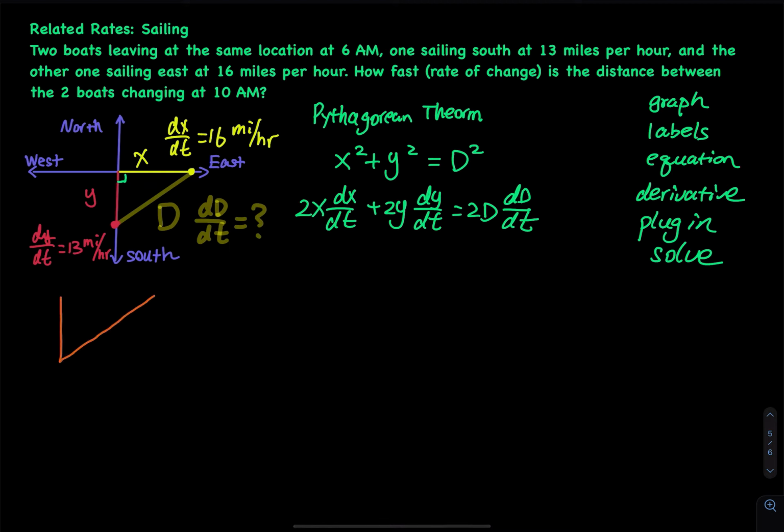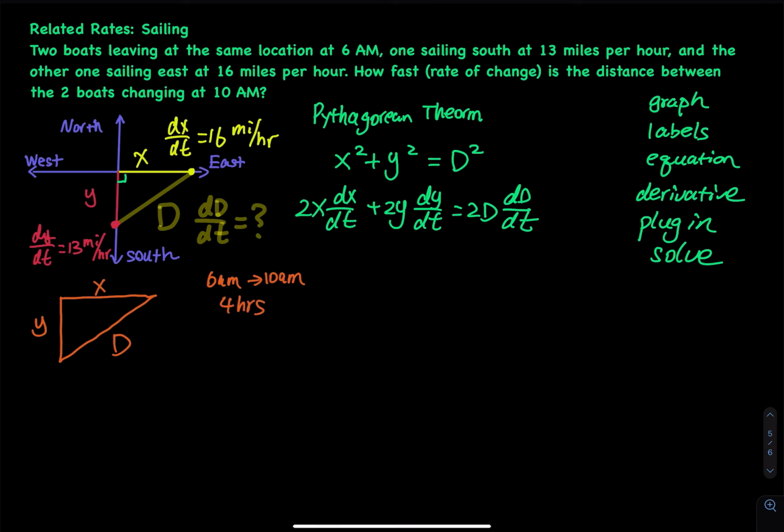So we have a right triangle, and this is y, this is x, and this is d. Okay, what is x equal to? Do we need the Pythagorean theorem to figure out x? No, we don't need that, right? Since we start at 6 a.m. and stop at 10 a.m., the time is equal to 4 hours, right?